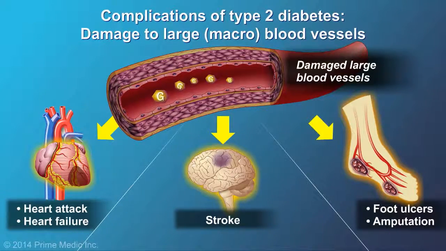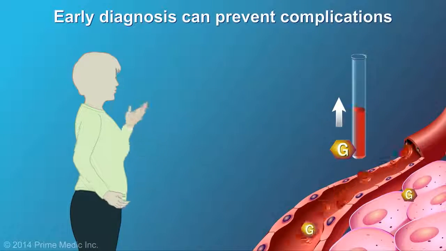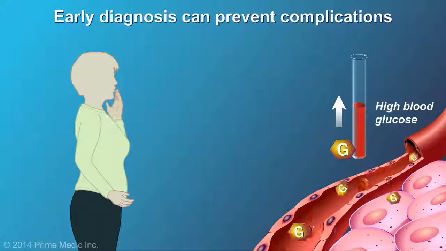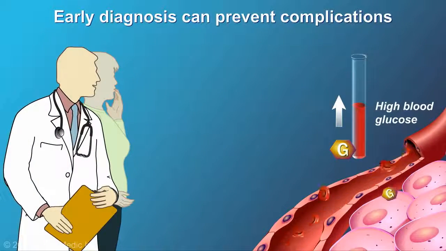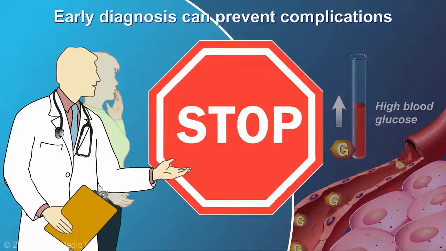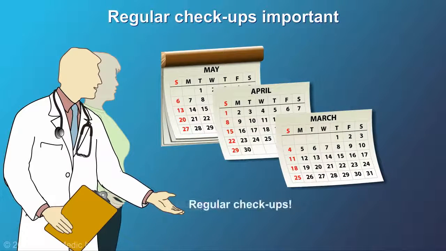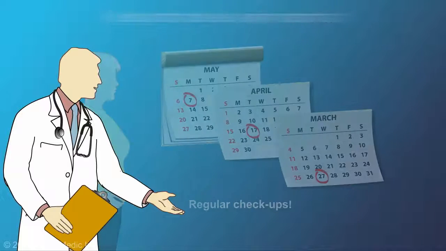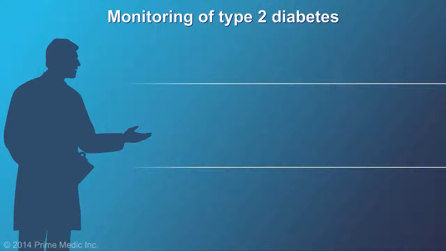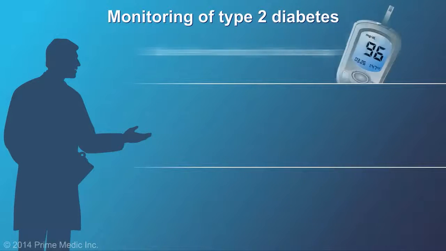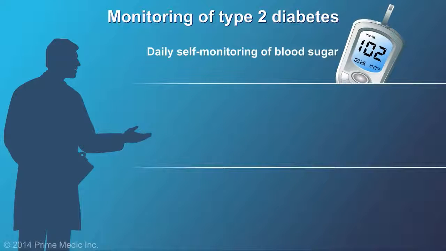Fortunately, diagnosing diabetes at an early stage and managing it well can help delay or prevent many of these complications. Regular checkups are important because at the early stages of diabetes or its complications, a person may not have any symptoms. For the person who has been diagnosed with diabetes, monitoring is very important.